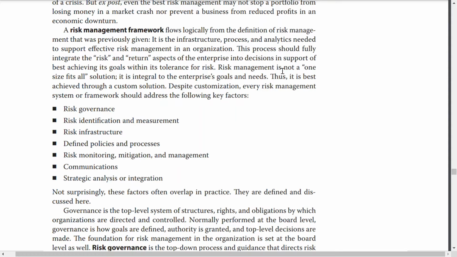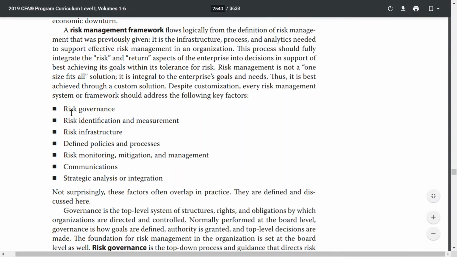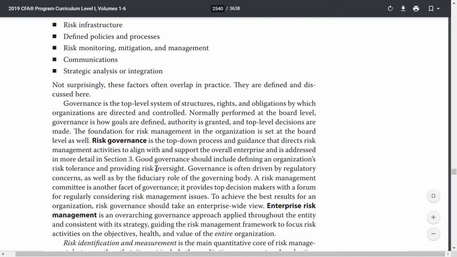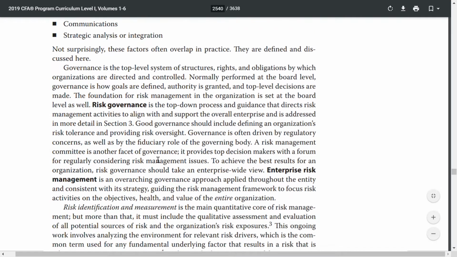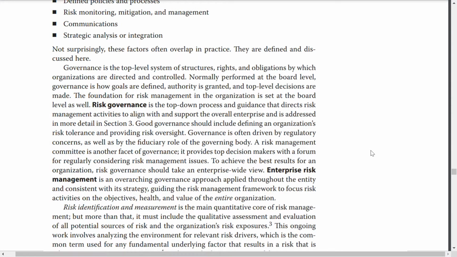Risk management is not a one-size-fits-all solution. It is integral to the enterprise's goals and needs. Thus, it is best achieved through a custom solution. Despite customization, every risk management system or framework should address the following key factors: risk governance, risk identification and measurement, risk infrastructure, defined policies and processes, risk monitoring, mitigation and management, communication, and strategic analysis or integration. Not surprisingly, these factors often overlap in practice. They are defined and discussed here.